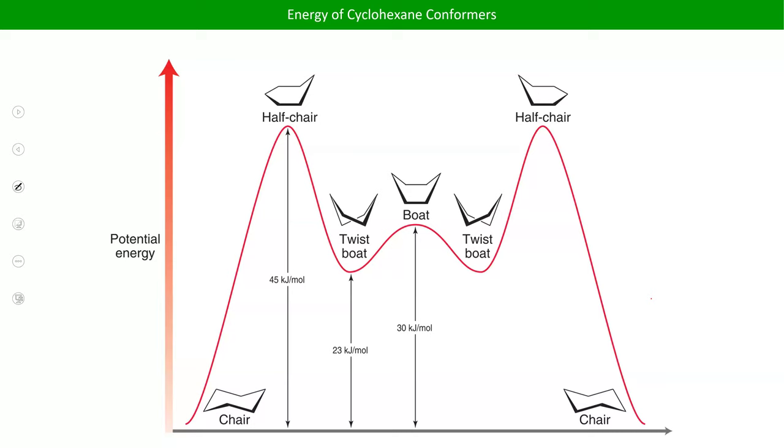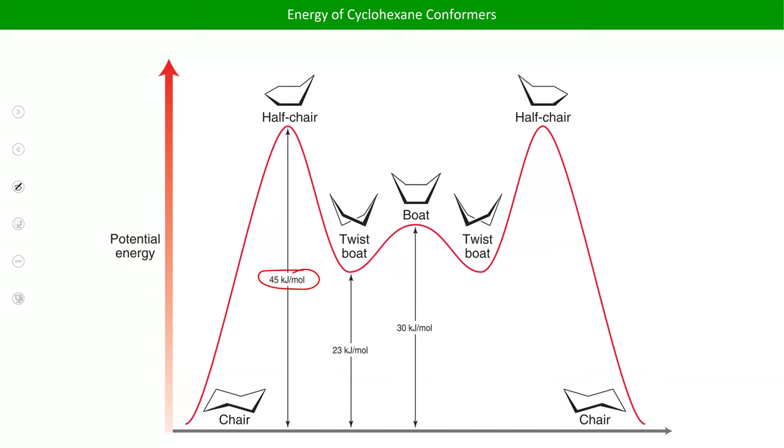The other analogy I use here is that it's kind of like an umbrella turning inside out. If you've ever had an umbrella catch the wind and turn inside out, and then when you try to put it back, there's a point when you're doing that where it's perfectly flat. It's not inside out or the regular way for an umbrella, right? That's the transition state. Picture doing that to half of the umbrella and you get the half chair. So you're in the process of going from chair to twist boat, and there's that half chair point in the middle that's really fairly unstable.